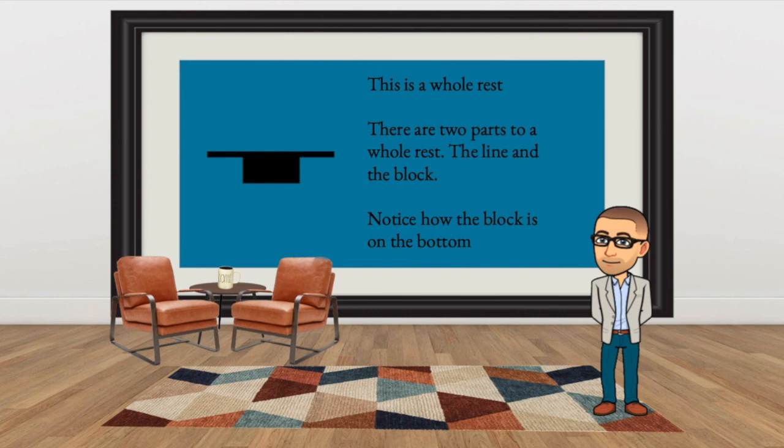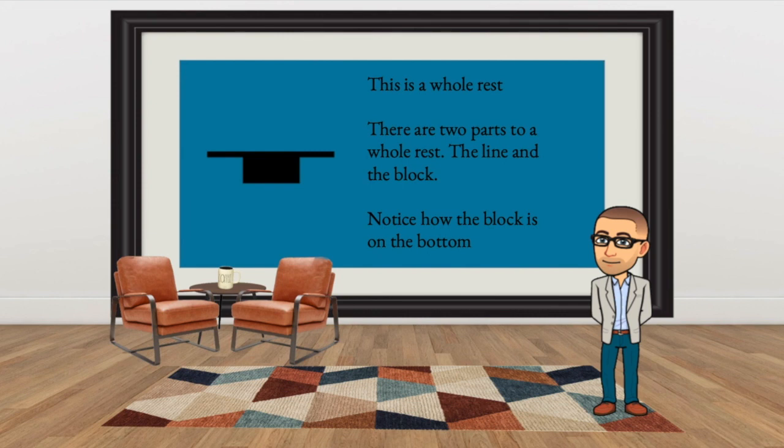There are 2 parts to a whole rest. There's the line, and then there's the block. Notice how the block is on the bottom. Now, a whole rest, I like to think of it as like a hole in the ground. If I were to take my little Bitmoji figure and put it at the top of the whole rest, it would fall down into the hole, or a whole rest.